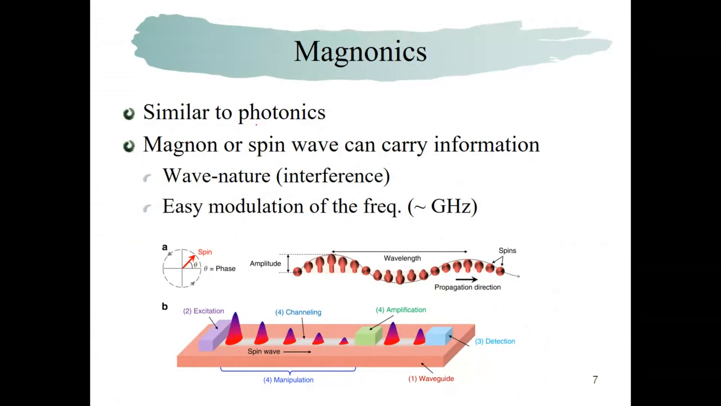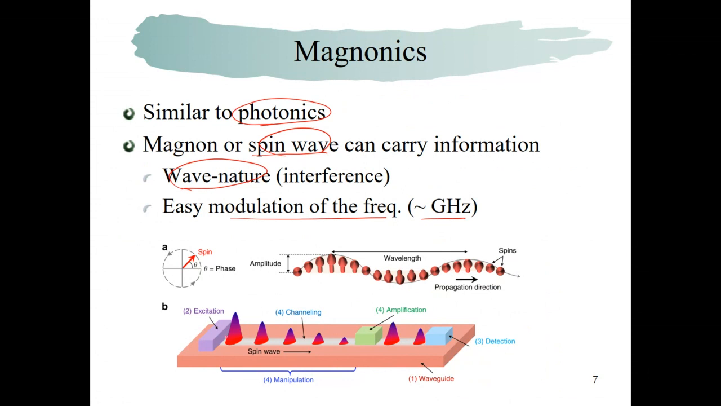And magnonics is a kind of technology similar to photonics. Spin wave can carry information. Because it's based on the wave, we can use the advantage of the wave's nature, like interference. So we can make some new concept of devices by using the interference and reflections and many things. And also, you can easily modulate the frequency in a gigahertz range. The frequency can be modulated easily by the material constant and also the external field or current.